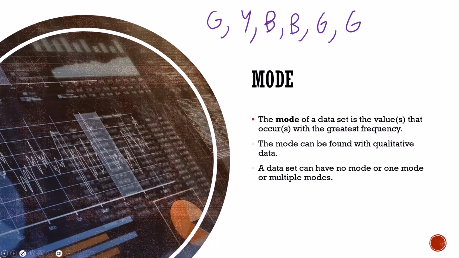So for nominal data, you don't have an average, right? Like, I don't know what green plus yellow plus blue divided by 3 is, right? So there's no meaningful way to order these, right? So there's no median, but there is a mode. What's the mode of this data set? Green.